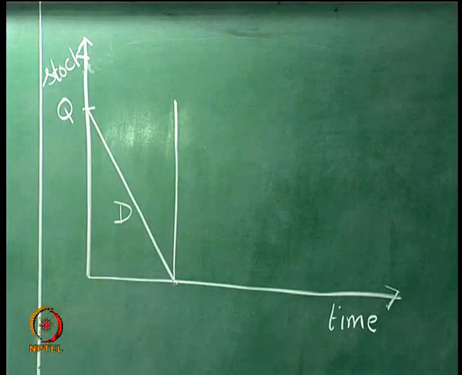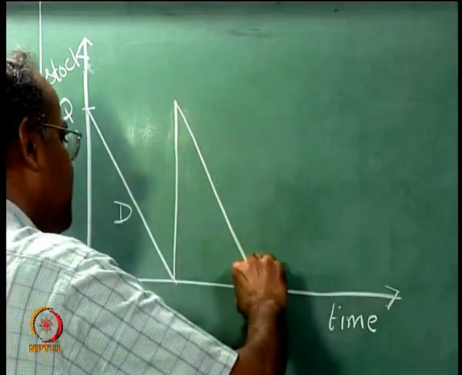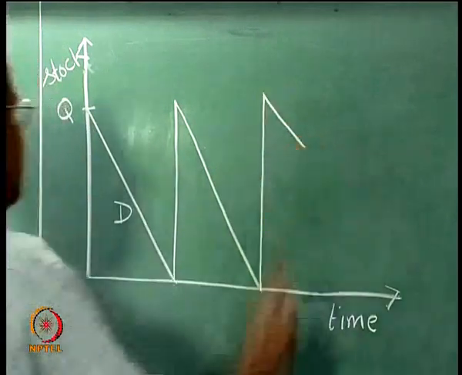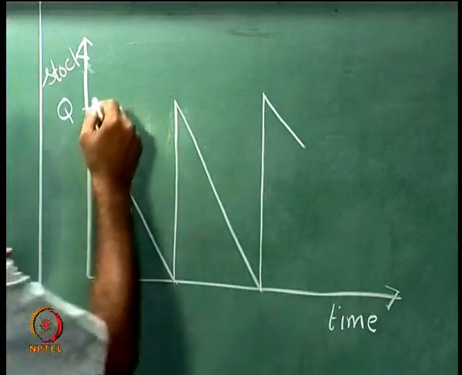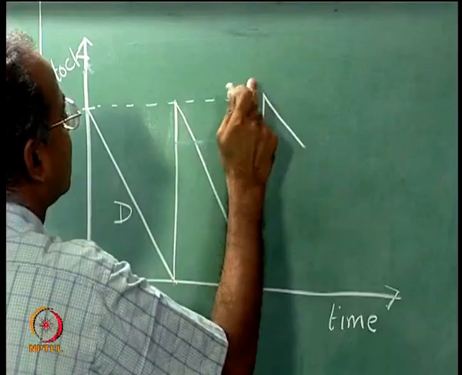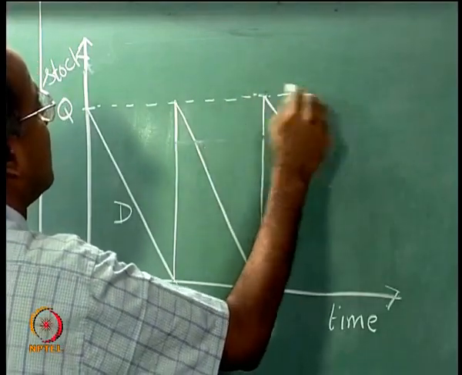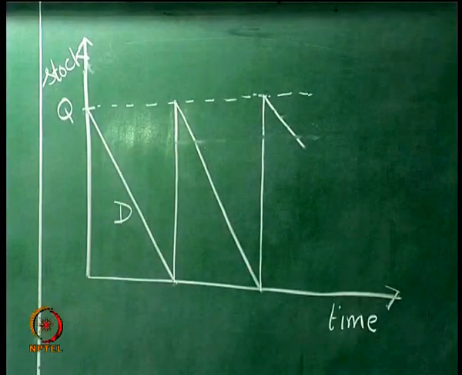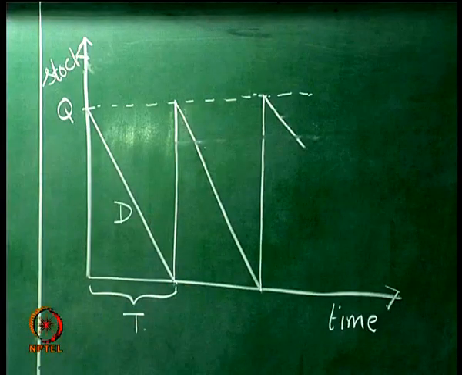Now once again the cycle continues and then I start consuming this till I reach this, then again I place an order and then I start consuming. So this is how the inventory position will behave. Please note that it is the same Q which is here as well as here and so on. Now let us call this time period as capital T.